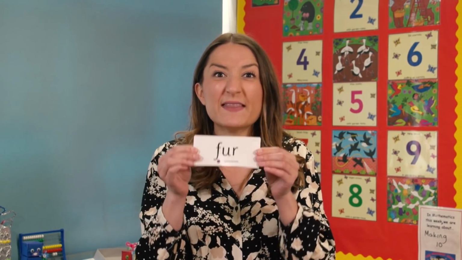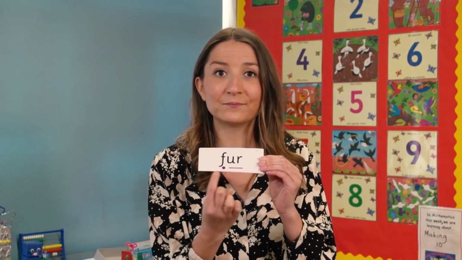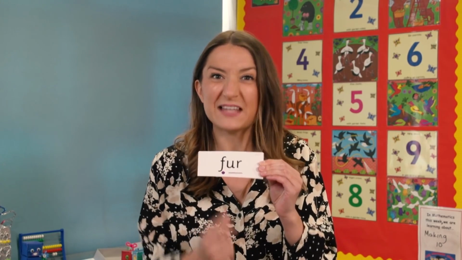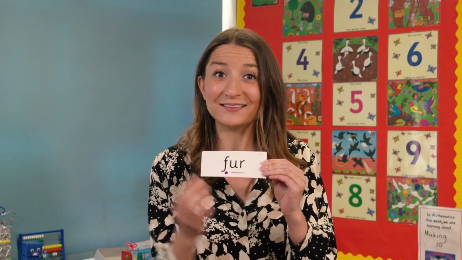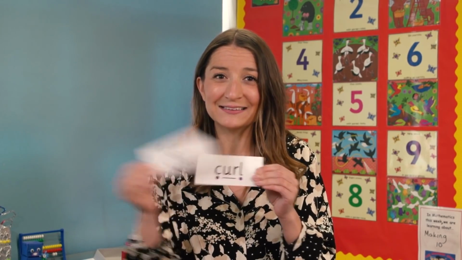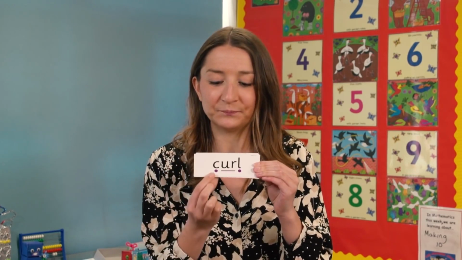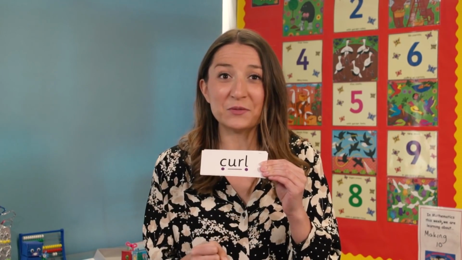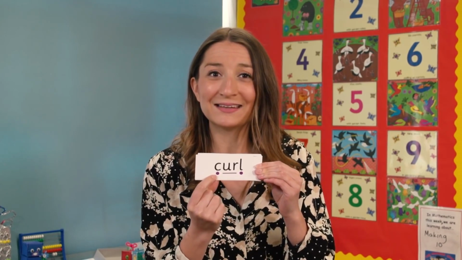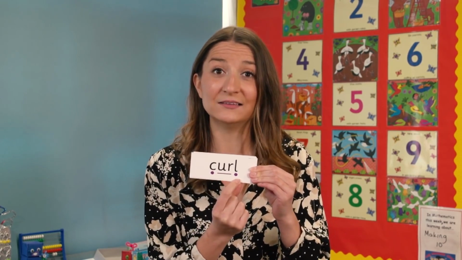Sound talk each grapheme and then blend to read the word aloud. Now let's read the word together. Fur. Did you get it right? Read each grapheme and then blend to read the word aloud. Let's read the word together. K, oh, curl. She had a curl in her hair.